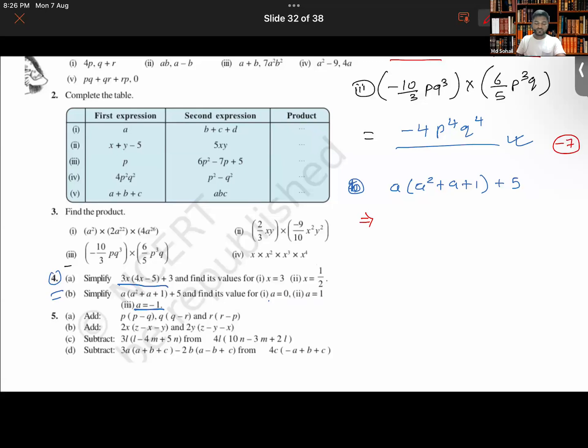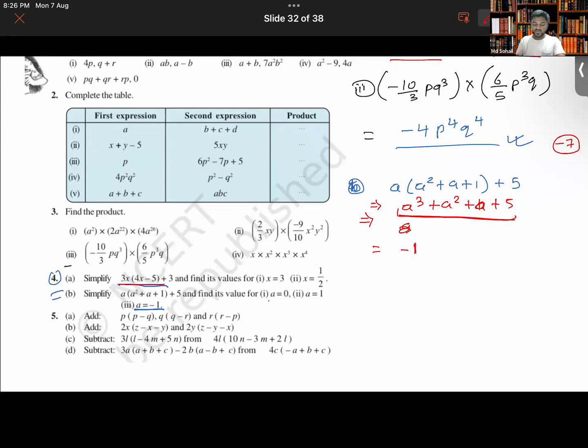Minus 1 bracket minus 1 square. No, no, no. After you simplify it, it's going to be a cube plus a square plus 1 plus 5, and then plus a over here. So this is what I was talking about. The question has two parts. First, we need to simplify it. So the simplified expression is this. Then we need to put the value.